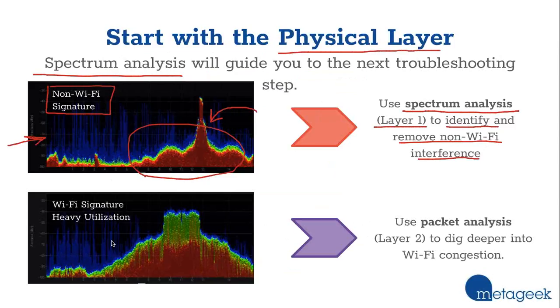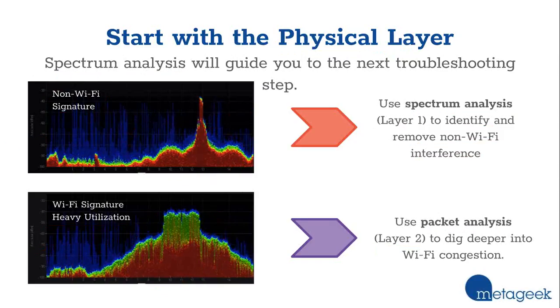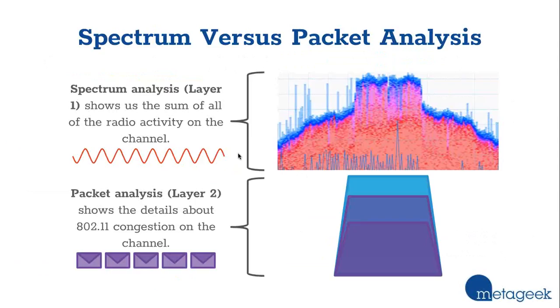The other thing that you might see, though, is you might see this, and this is actually what Wi-Fi looks like. This is a Wi-Fi signature, and based on the color that the spectrum analyzer is showing us, we can tell that that's causing heavy utilization on that channel. That channel is being kept very, very busy by whatever is happening there. At that point, it's time to switch tools. It's time to switch to a packet analyzer and look at layer 2 to dig deeper into what is going on that channel to see why that channel is heavily congested with Wi-Fi. So that's when we are going to press on with a packet analysis tool.